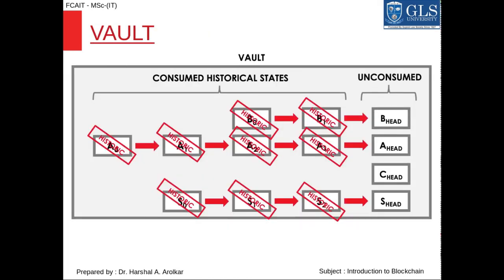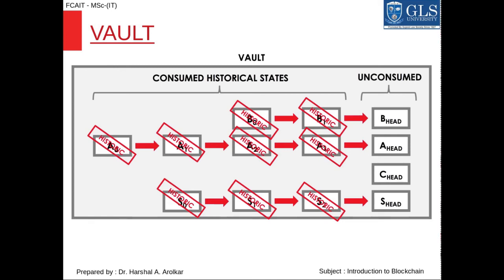If you observe the current figure, you will get an idea now that vault is something that is stored by every node on which it stores ledgers. Ledgers contain states, generally which are unconsumed and which are historical, and to convert the states to historical activity we require a transaction. So you can observe that at times the unconsumed states B head, A head, C head and S head, in case of this figure, these are the ones which will become part of the next transactions. The previous states have already been marked historic, which basically means that certain transactions have already happened on them and they cannot be carried further.